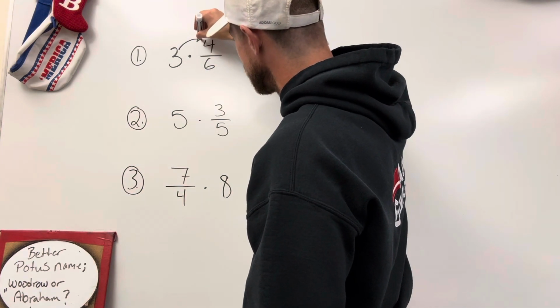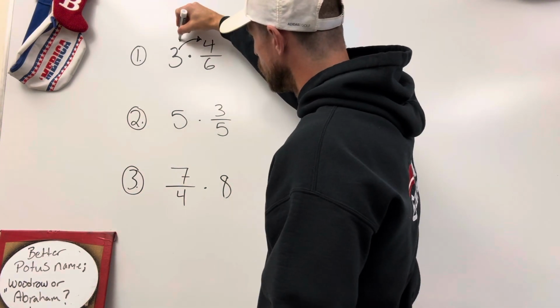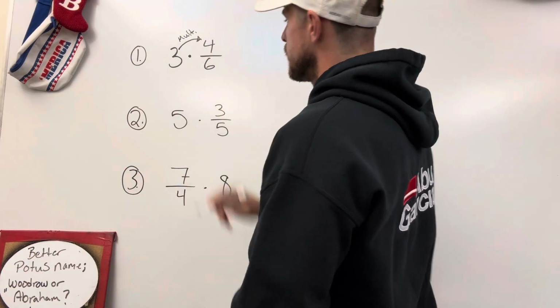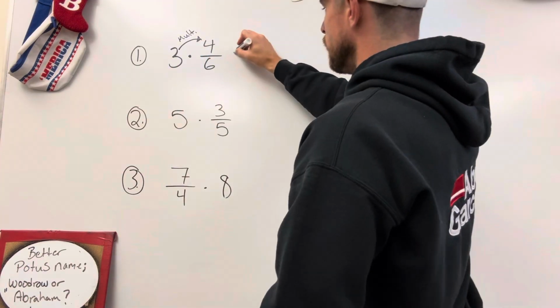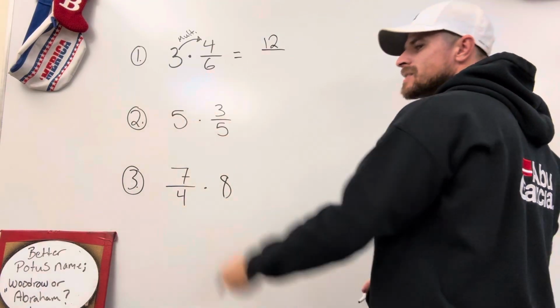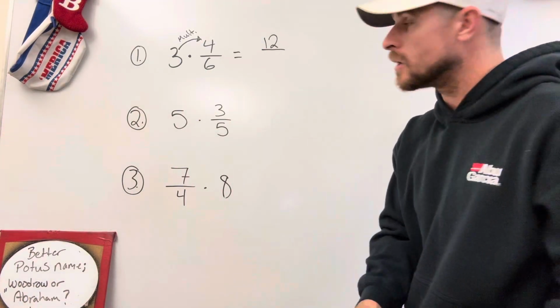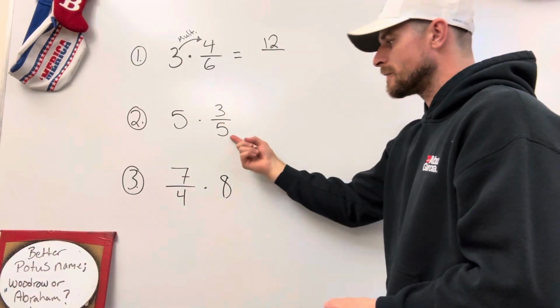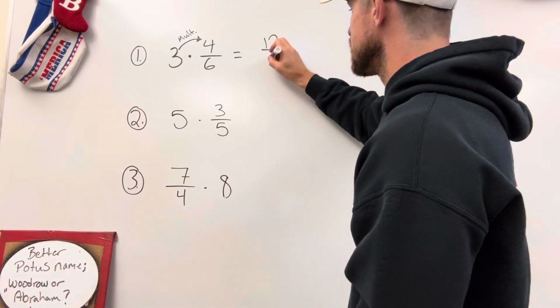Multiply the whole number times the top. So we're going to multiply those two values. 3 times 4 makes 12. So I'm going to put a 12 up on top. The 6 does not change. And I'll explain at the end of the video why the 6 doesn't change. We never want to change the bottom number. So just keep it a 6.